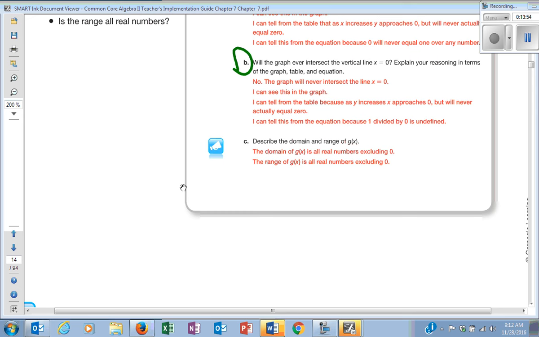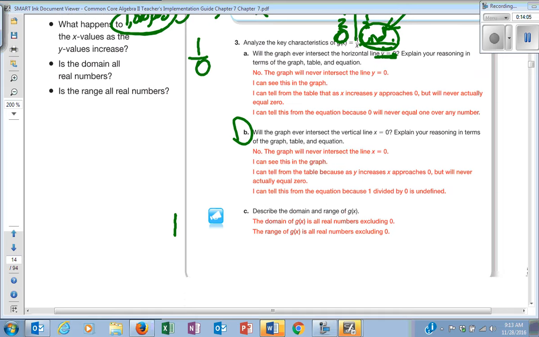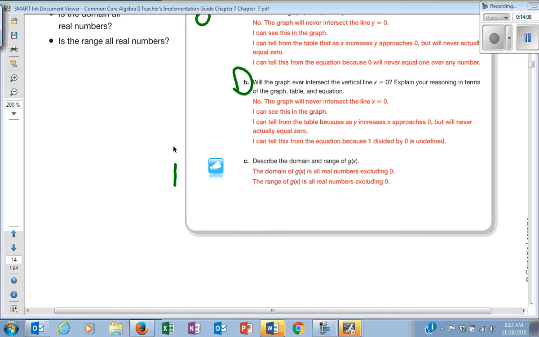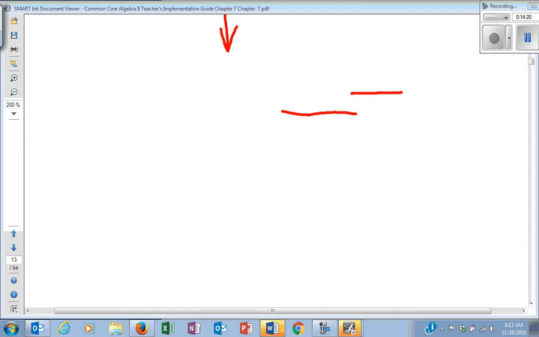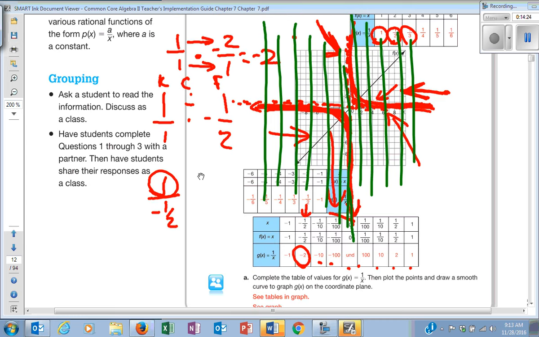So describe the domain and range. The domain is everything that x can be. Well, we just talked about it. If I look, my x can be any number except for 0. So the domain is all real numbers except 0. My range is very similar. All real numbers except for 0. And if we look back at my graph, that makes sense. If I look back at my graph, this thing never ever stops going this way.